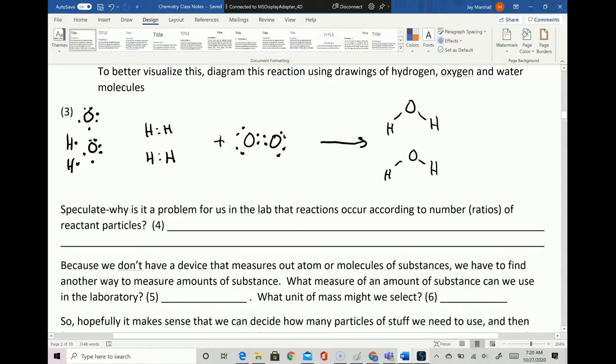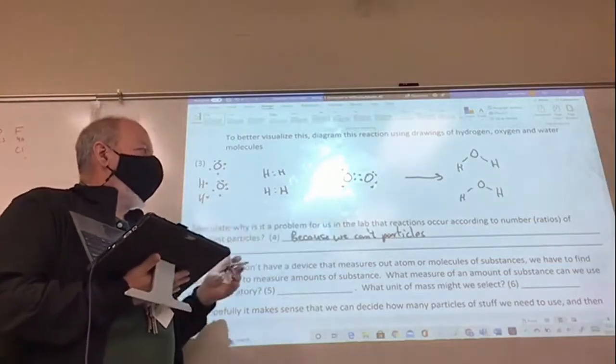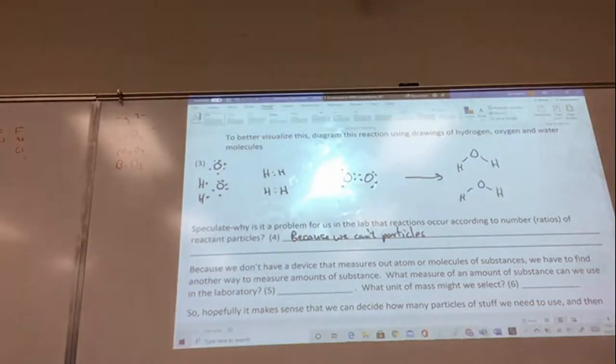Okay, and so having that in our brains, we already know why this is true. Why is it a problem for us in the lab that reactions occur according to ratios of reactant particles? I know that I have 4 hydrogen atoms to 2 oxygen atoms here, and I will always react in this ratio. 4 hydrogen atoms to 2 oxygen atoms gives me 2 water molecules. But this is a problem for us because we can't measure particles. And we'll keep coming back to that, because understanding this problem helps us understand the solution.